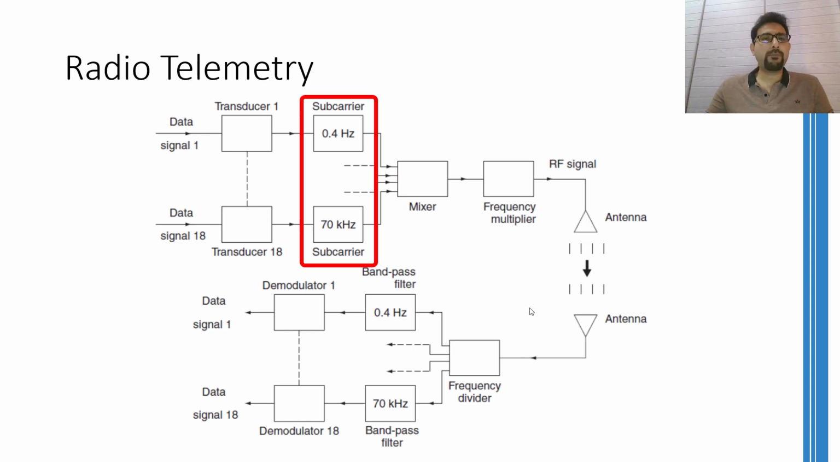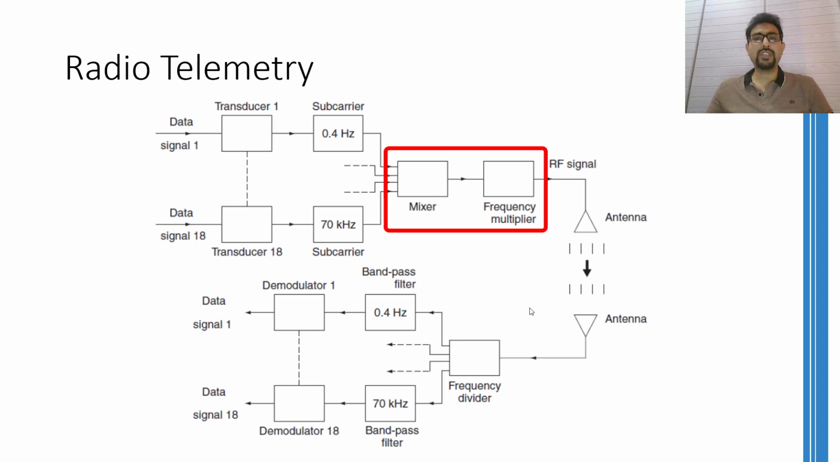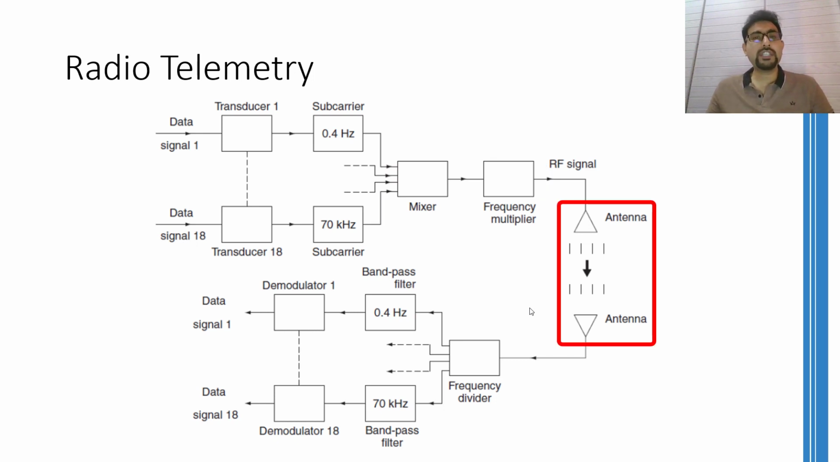If you are using amplitude modulation, then the signal generated by the transducer will modulate the amplitude of the carrier. Whereas if you are using frequency modulation, then the data coming from the transducer will modulate the frequency of the carrier signal. Once modulation has been done, using the mixer and the frequency multiplier, the data is ready for transmission through the antenna. Over here you can see that 18 different signals are being routed from the same antenna and they won't interfere with each other because each signal is modulating a carrier of a different frequency.